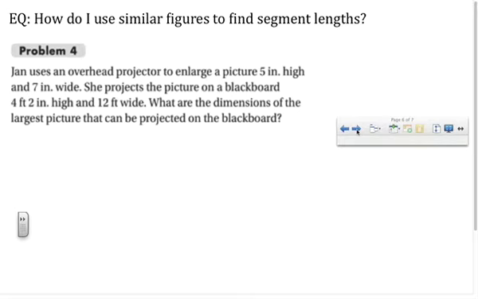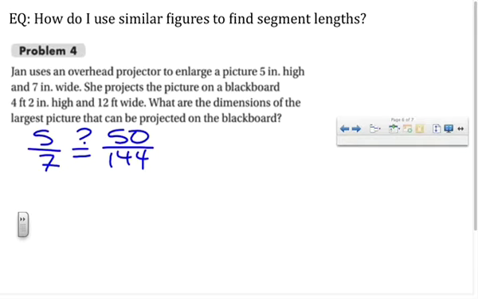So let's just convert that feet and inches into straight inches, because it's a lot easier to do that than to convert feet and inches into a decimal version of feet. So, how many inches are there? 12. So how many inches are there in 4 foot 2 inches? 48 plus 2. So I'd have 50 over 144. So is the picture similar to the blackboard? Yes or no? No, these two fractions don't reduce to the same thing.